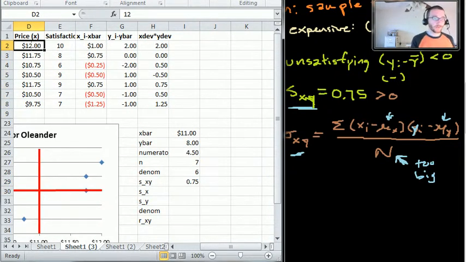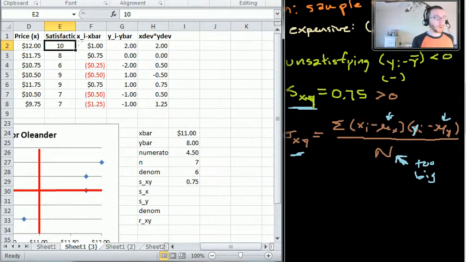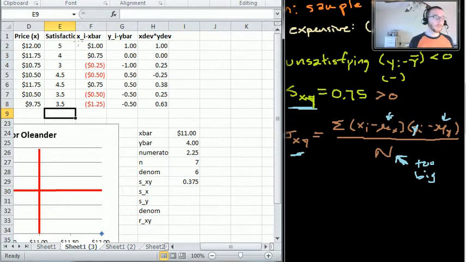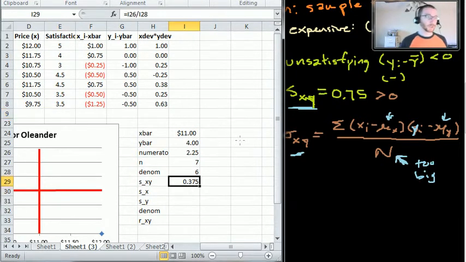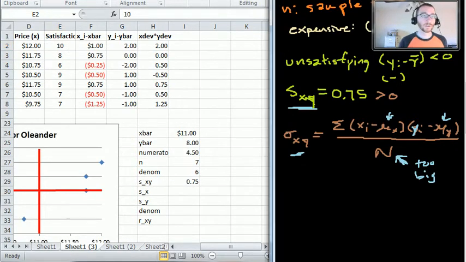It shouldn't change the sign if we change the units, but it does change the value. And so is 0.75 big or small? Well, it really depends on whether you measured in cents or in dollars. Similarly, if we change these satisfaction scores to a scale of 1 to 5: 5, 4, 3, 4.5, 4.5, 3.5, 3.5, we have the same variation in satisfaction. They're each exactly half of the original size, and our covariance has reduced by a factor of 2. We don't really want that to be the case. We don't want the units we measure in to change our measure of the relationship between these two variables.